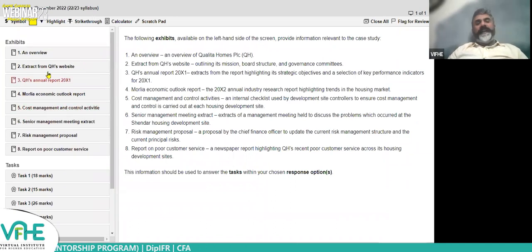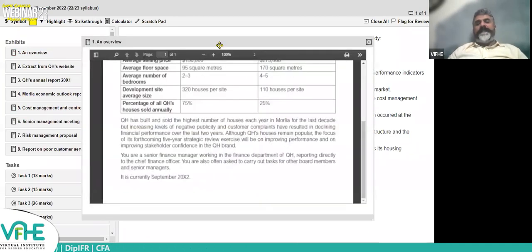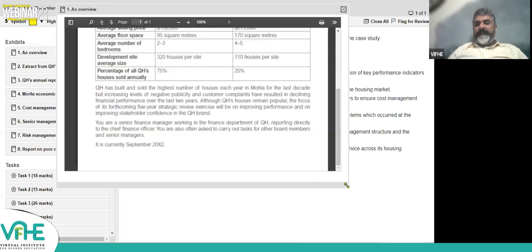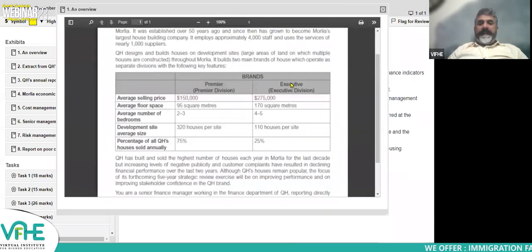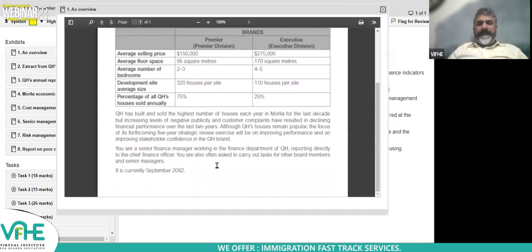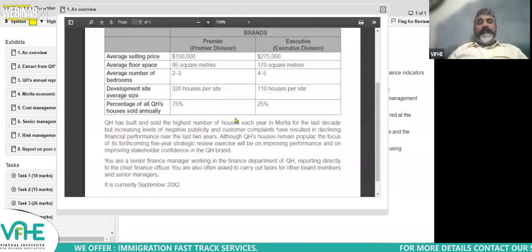Now, I want you to read the overview so that you can first understand what this company is about. But please ignore this table. It's not relevant. But do read the paragraphs and understand their nature of business. Time starts now.